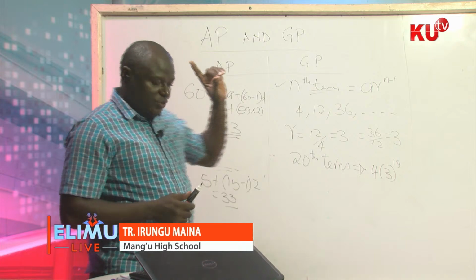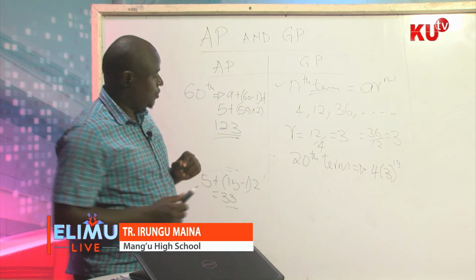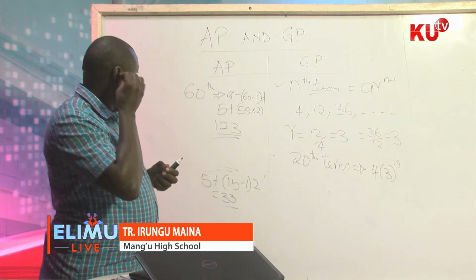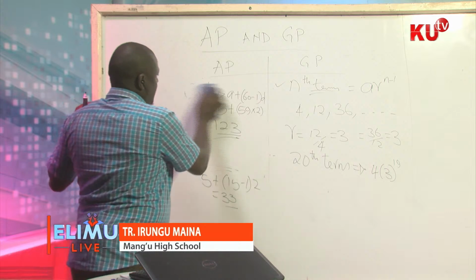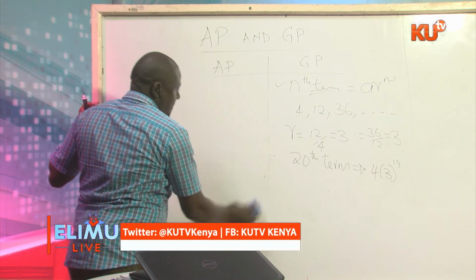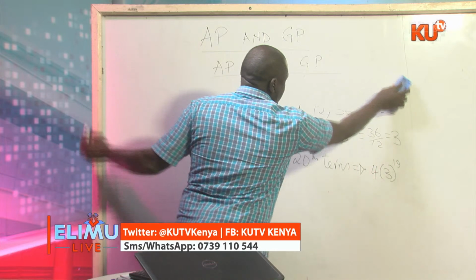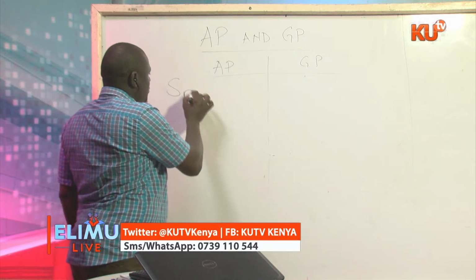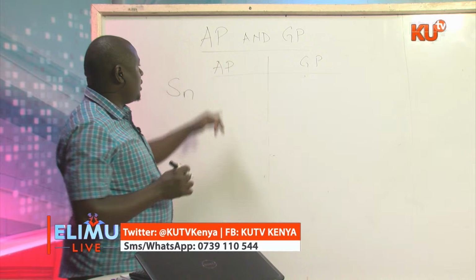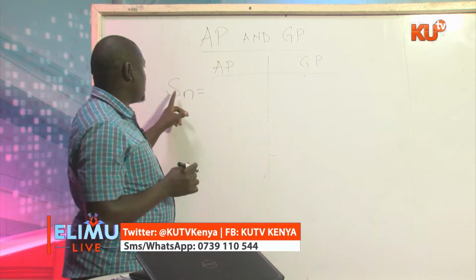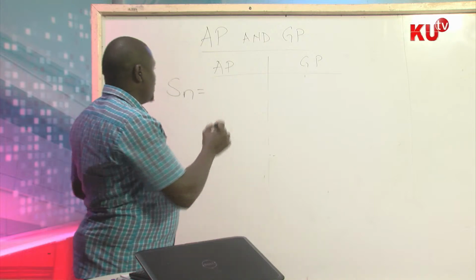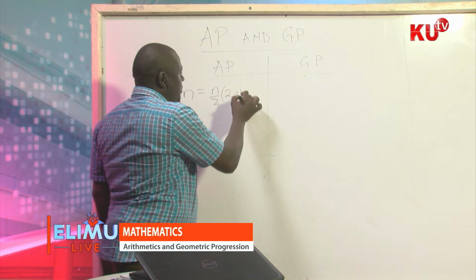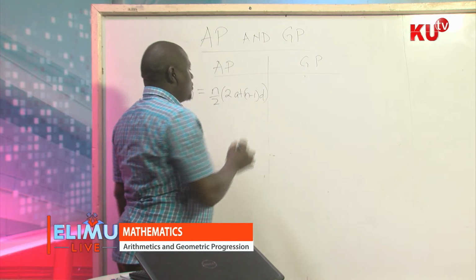Before we go to examples, there is one more difference that I want us to bring on board: the concept on sum. Sum is denoted by Sn. In AP, Sn means the sum of numbers. It is given by n over 2 into bracket 2a plus n minus 1 into bracket d, close that bracket.